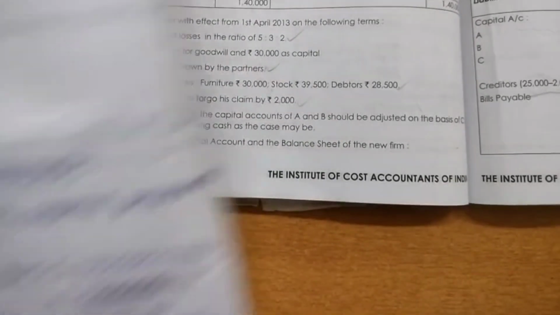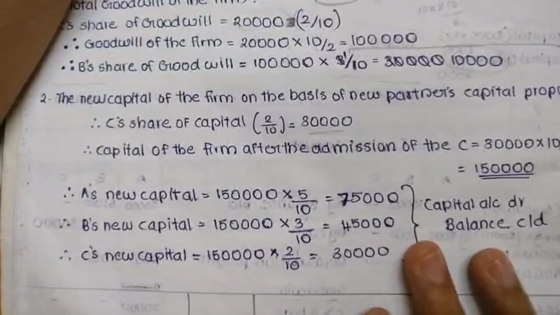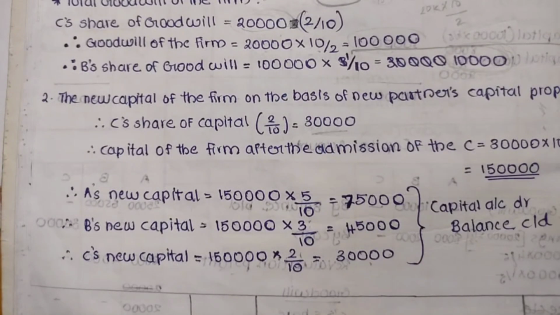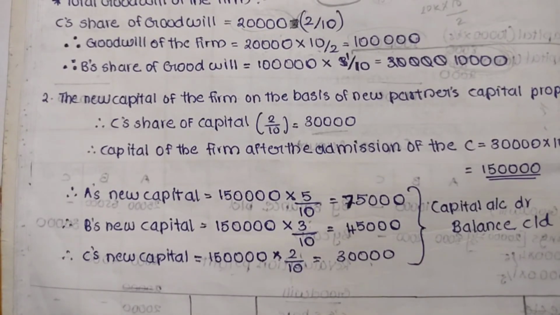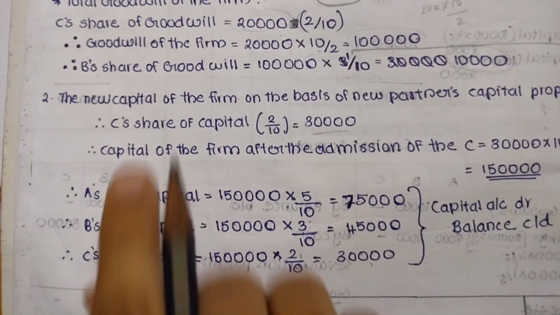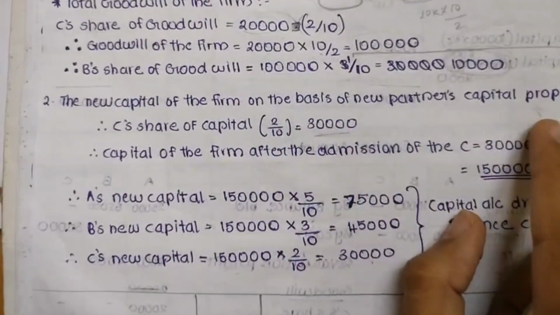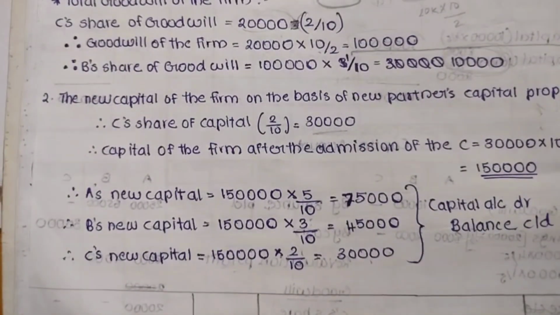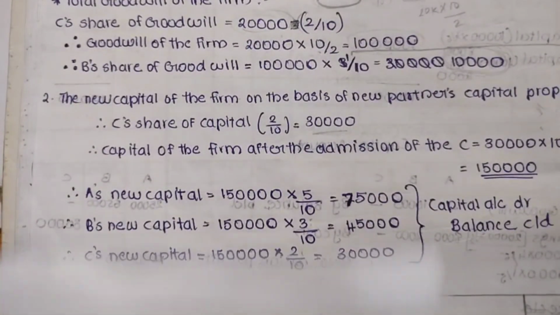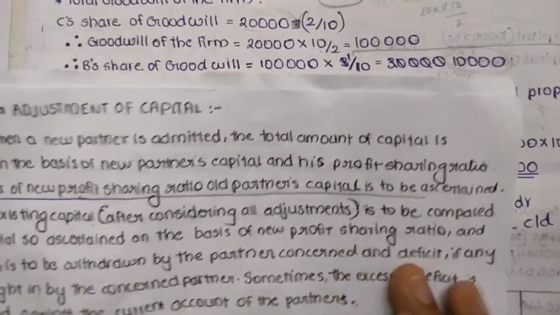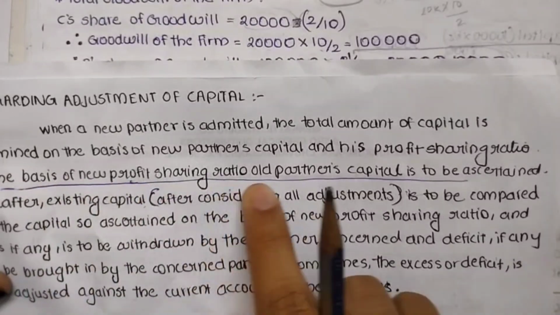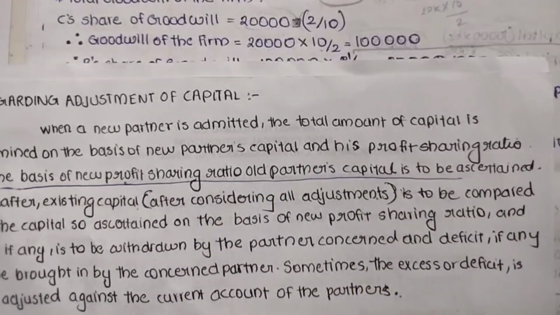Okay, so I showed you how we calculated goodwill, right? Since in this question you have only given us the new capital, we have to do everything on the new profit sharing ratio basis, right? New capital of the firm on the basis of new partners' capital proportion. That is what we are going to do. We have already explained that. I already read out a particular passage, right? Here we have to find, on the basis of new profit sharing ratio, old partners' capital to be ascertained. So that we are going to do.